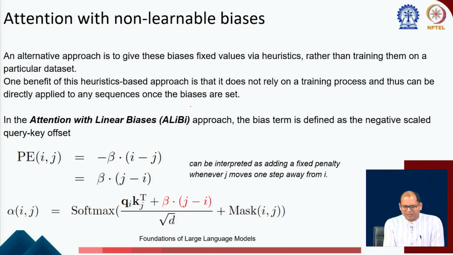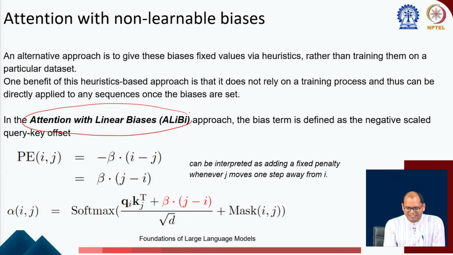So, that is why we will talk about this very interesting approach, attention with linear biases, right. What we can do is give biases fixed values via certain heuristics rather than having them trained. The idea is then they will not be dependent on the training data set. Just like sinusoidal embeddings, they are not dependent on the training data set. You can just apply it on any new data set, right. And once you have set the particular way of fixing this. So, what does this approach do? Attention with linear biases, the ALiBi approach.